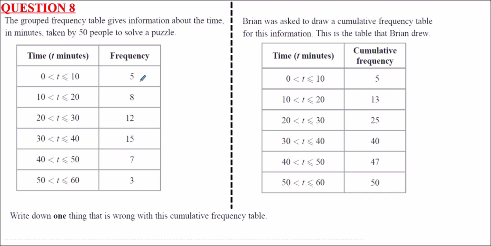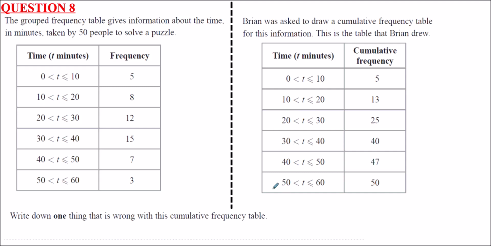Cumulative means the numbers need to add up as you go along. So 5 plus 8 is 13, plus 12 is 25, plus 15 is 40. His numbers here are correct, so the error isn't with these. What we need to spot here though is that these numbers aren't correct. Cumulative means everything from the start up to this point, whereas here he's done it from 10 to 20. That should be from 0 all the way to 20. This should be 0 all the way to 30 and so on.